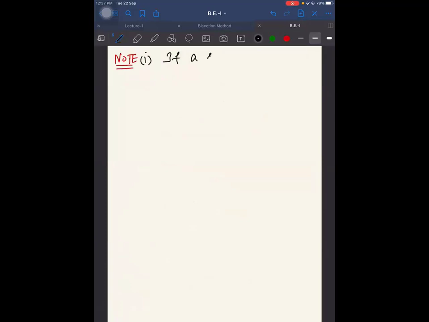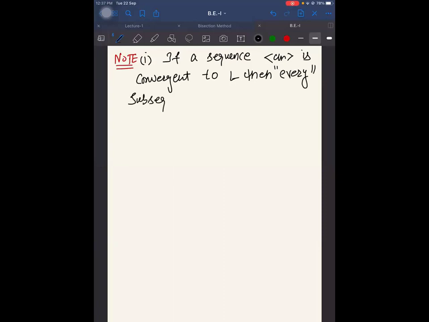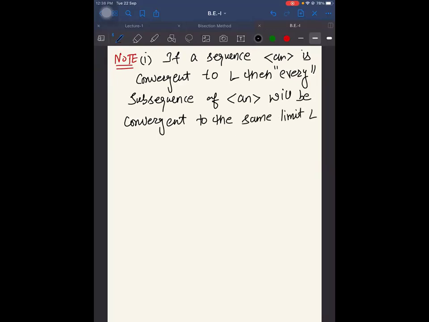If a sequence an is convergent to L, then every, mark my word, every subsequence of an will be convergent to the same limit L. Okay, let's understand with the help of an example.